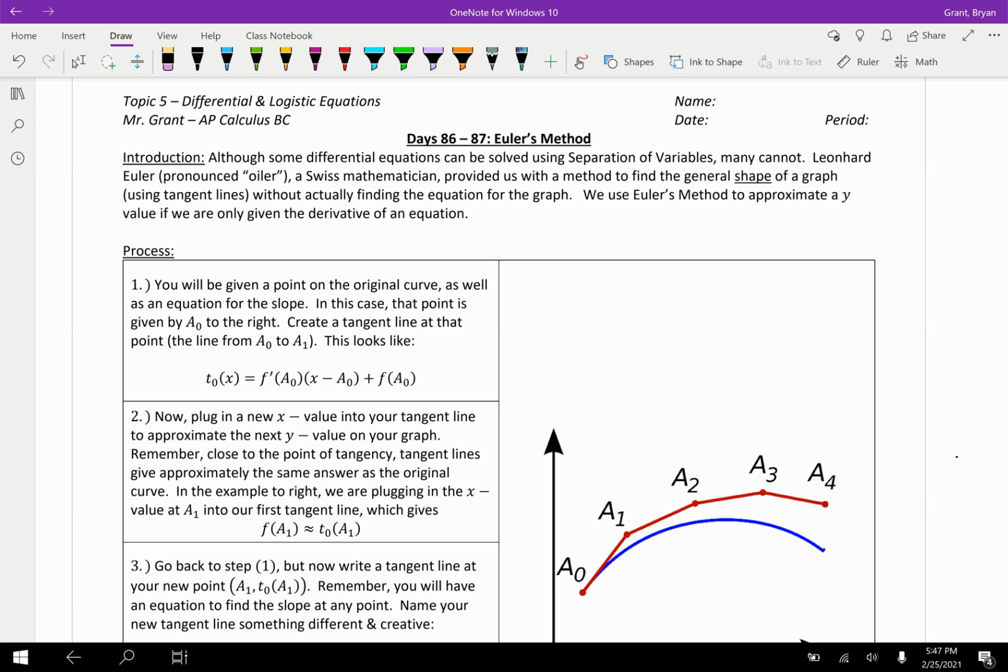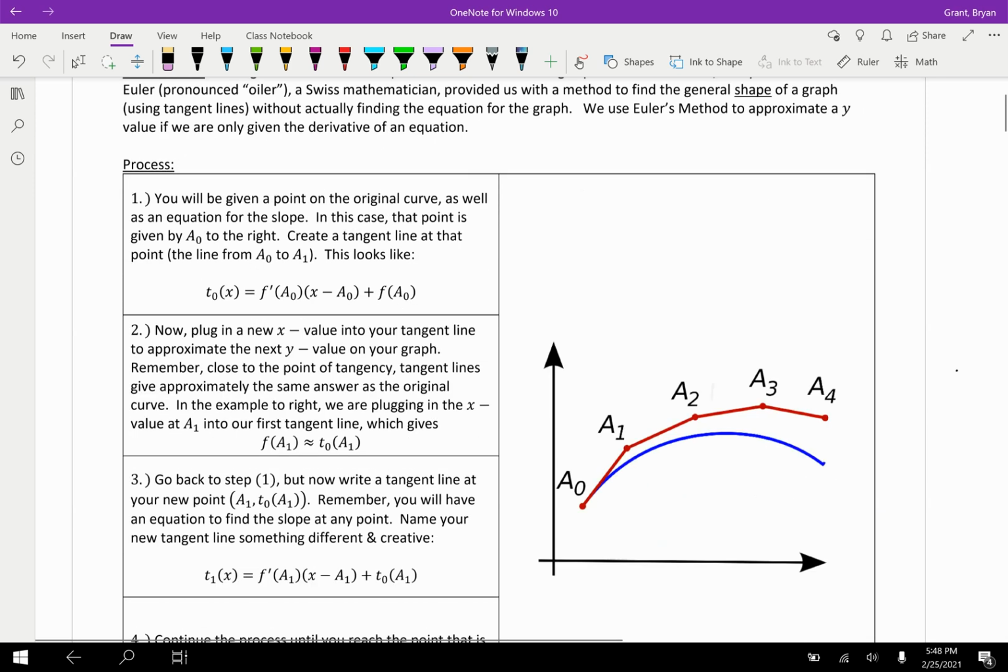And actually, I'm going to show you a really cool free response in a few minutes that I think does a great job illustrating all the different ways we've learned at this point of how to approximate a value without a function. So, what are we going to do? Well, Euler's method essentially gives us a way to find the general shape of a graph using tangent lines. It's all about tangent lines. And we're going to be able to do that without actually finding the equation for the graph. Now, Euler's method can be used as many times as you would like, but the more times you use it and the further you go, the less accurate it's going to be.